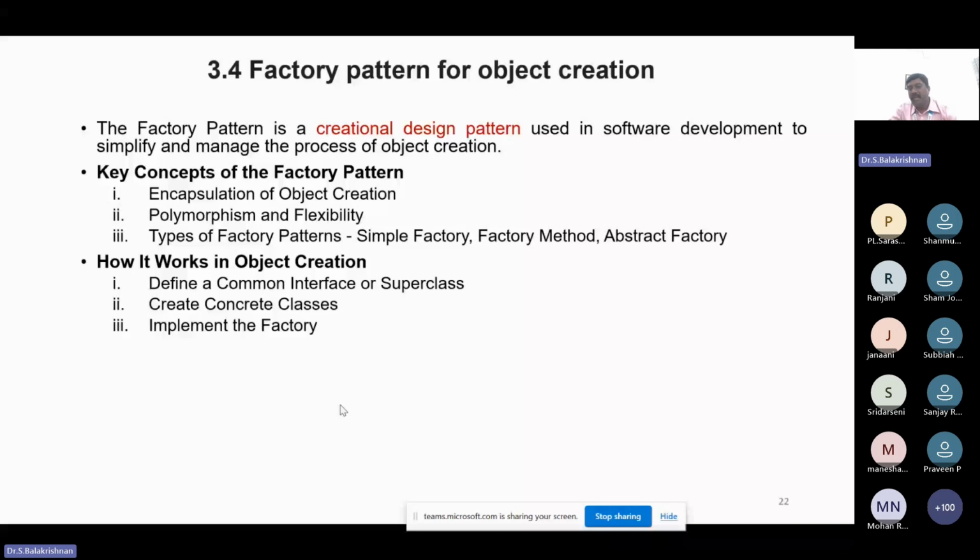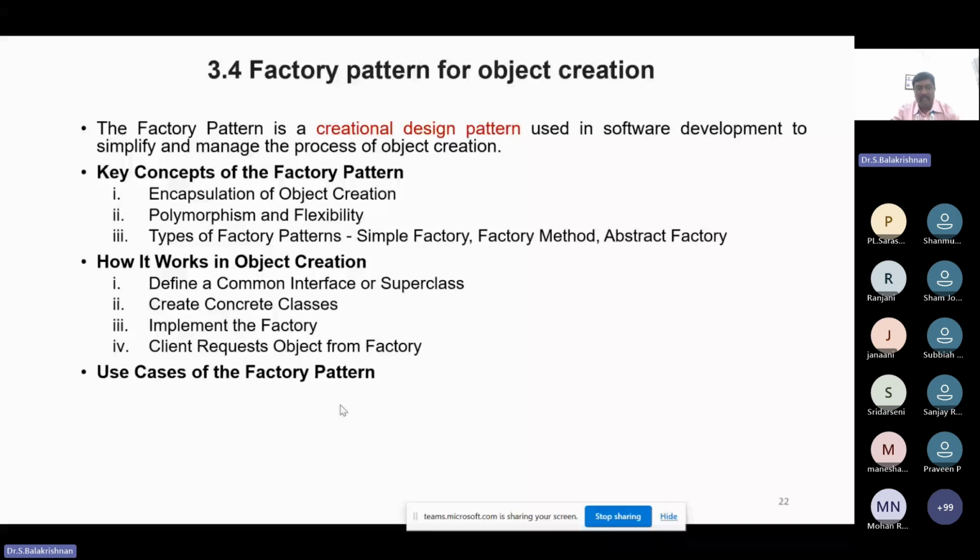Third is to implement the factory. The factory class contains a method that returns the instance of the required class. And fourth, the client requests an object from the factory, rather than directly using a constructor or some other method. And the different use cases.